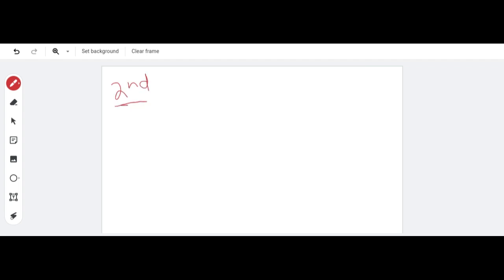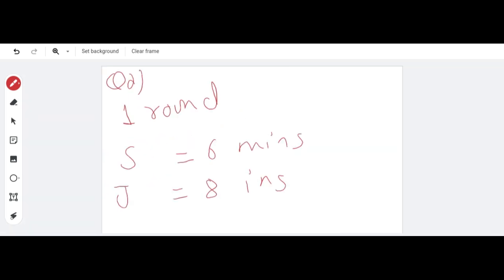Second round. In the second round, how many minutes does Joginder take? 6 minutes. And Sam? Wait, no. 8 minutes. Sam takes 6 minutes for one round. He jogged 8 rounds. No, Joginder, it took 8 minutes.